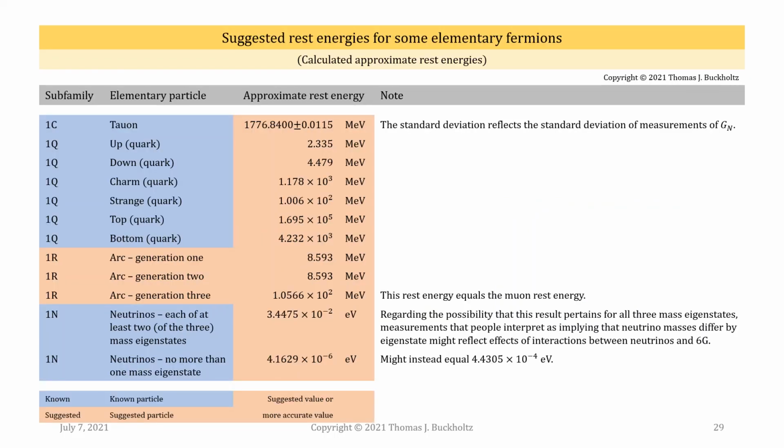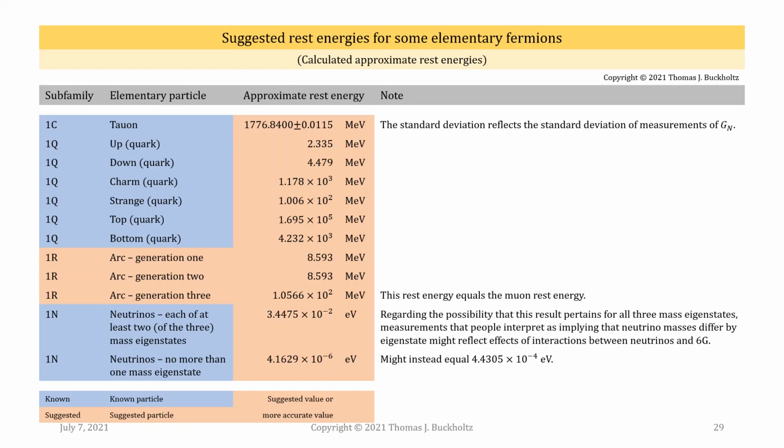This chart discusses suggested rest energies for elementary fermions. The chart omits the electron and muon. Those results are well known and are inputs into my formula that links the masses of the 9 known charged elementary fermions. My formula that might calculate the rest energy of the tauon produces the result that the chart shows. The standard deviation reflects the standard deviation regarding the gravitational constant. 8 standard deviations of calculated tauon rest energy fit within 1 standard deviation of measured tauon rest energy.